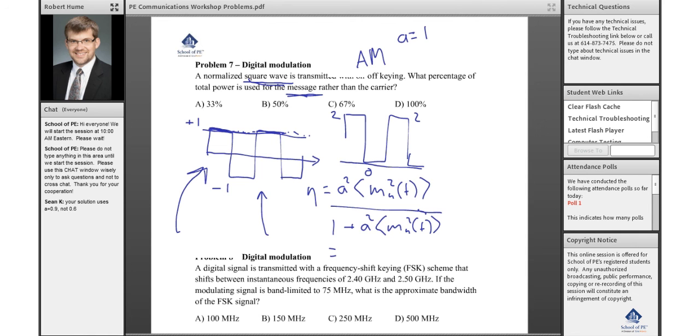So this whole thing then simplifies to A squared over 1 plus A squared, and we're told that A equals 1. So this whole thing simplifies to 1 over 1 plus 1, which is 1/2. So for on-off keying, half of the power is being used for the carrier, half of the power is being used for the message, or those sidebands. So the answer is B.